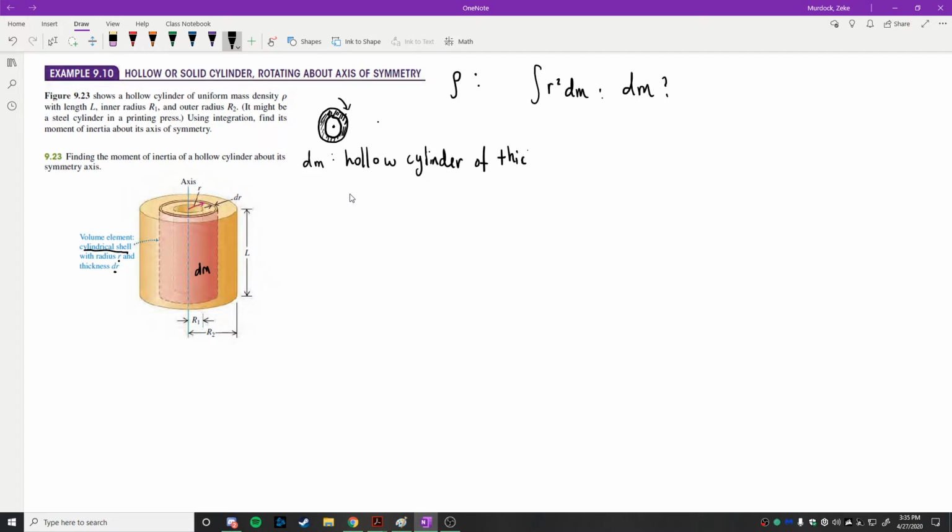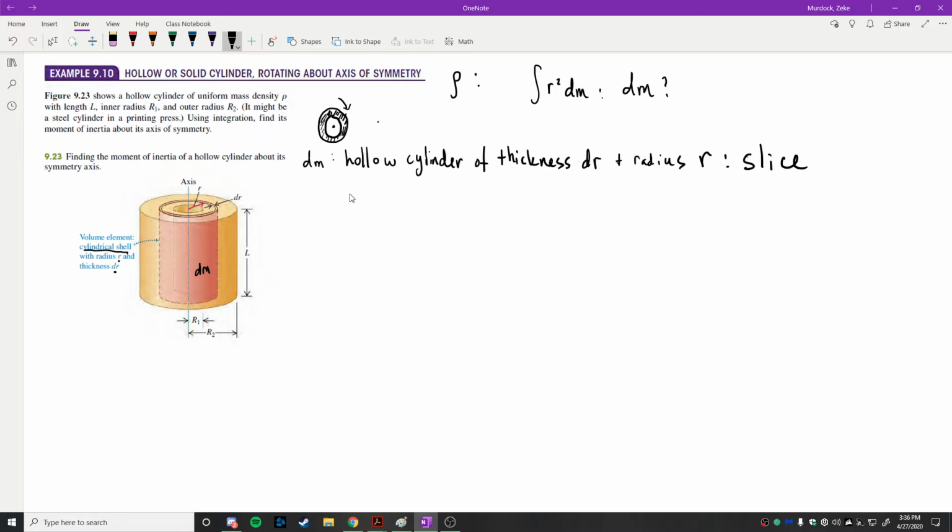It has thickness dr. Radius r. Okay, and this is what we're calling our slice. We're slicing the object up. We're imagining that we could split up our donut into tiny little tubes. A hollow cylinder of thickness dr. Okay? And, yeah, so that's dm.